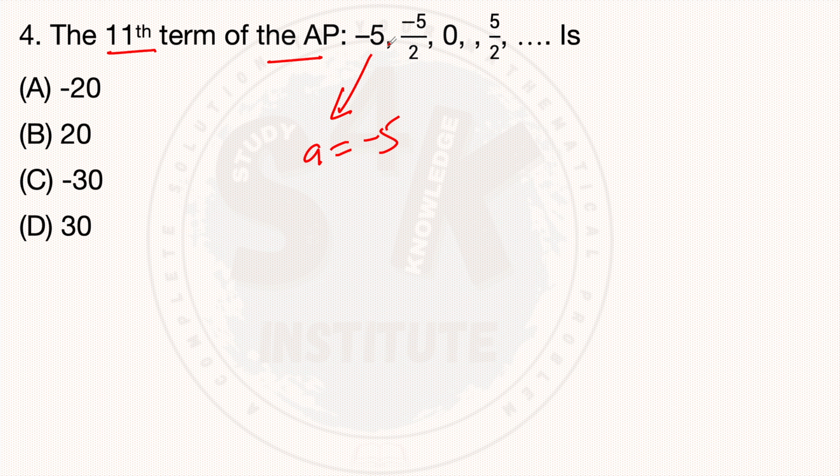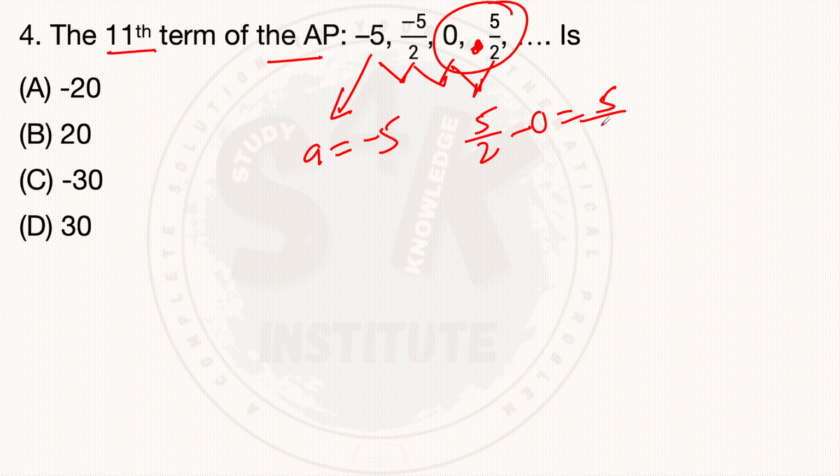Let's see the difference. So the difference between here, here and here will be constant. So let's calculate this difference. Okay, this comma is extra, it's okay. 5 by 2 minus 0, that is 5 by 2 only. So this is the difference you will have in this.